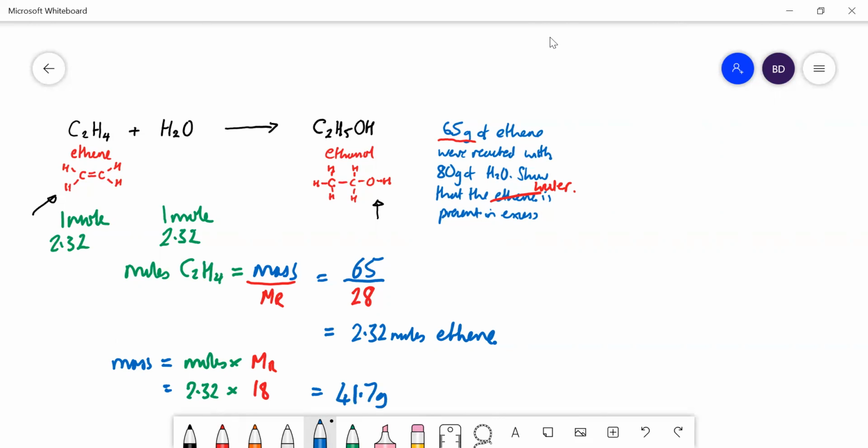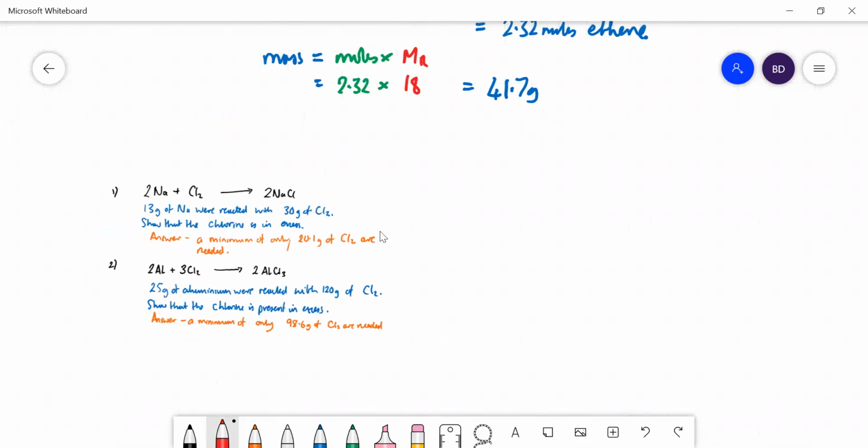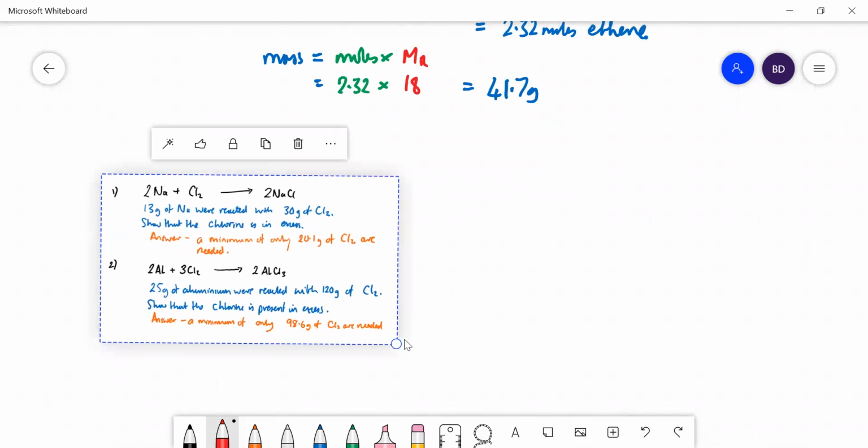And how much water are we actually adding? Well, we're adding 80 grams of water. So you've got a large excess of water, and the limiting reactant is ethene. Okay, so that's how you do that. It's basically the same as a reacting mass calculation. If you want to do some yourself later on, here's a couple of examples, with the answers there.